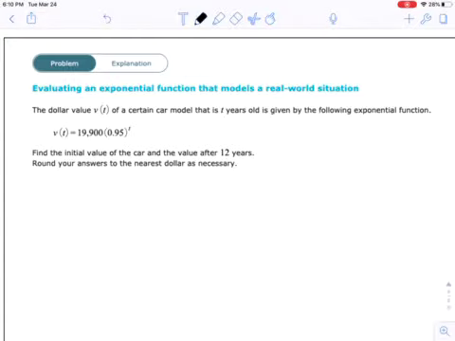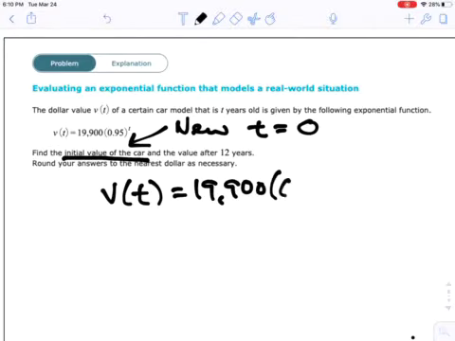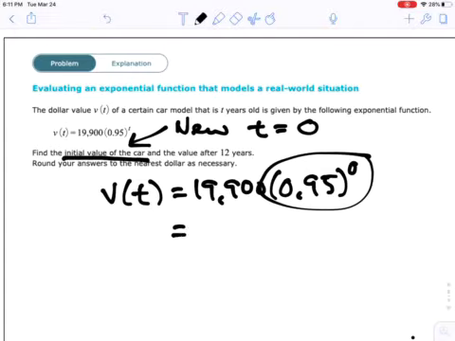So when it says find the initial value of the car, this is the hardest part of the problem. Initial value of the car. Well, initial value is when it's new. When the car is new. All right? So to find the initial value of the car, if the car is new, that means that the number of years old it is, in other words, t, is 0. So you would just do v of t is equal to $19,900 times 0.95 to the 0 power. And what I know about anything to the 0 power is that it's 1. So you would wind up with this.